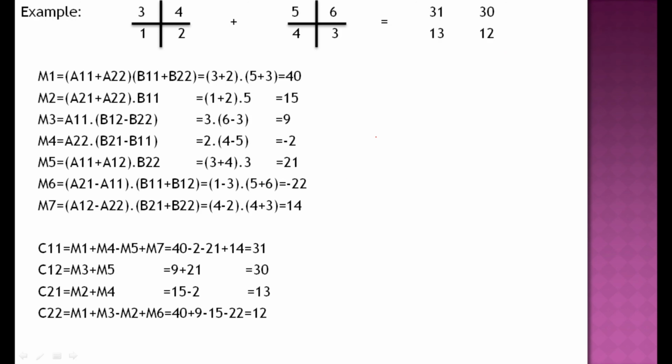So we are reducing the number of multiplications, so the time complexity is reduced to 2.8. While in normal and divide and conquer multiplication, the time complexity is order of n cubed, here it is order of n to the power of 2.8. I think you understood it very clearly.